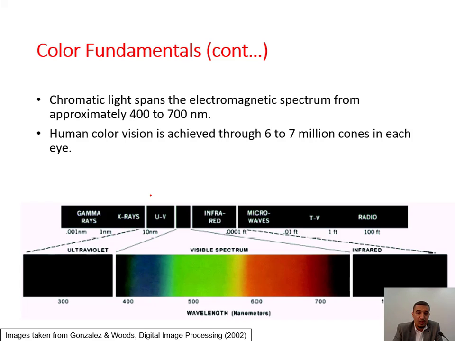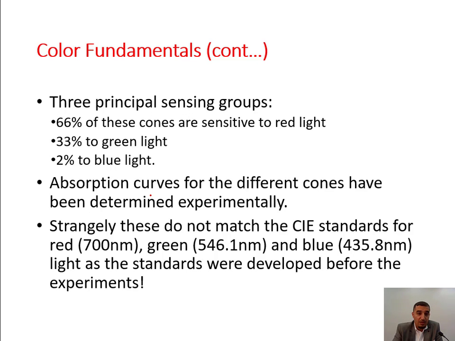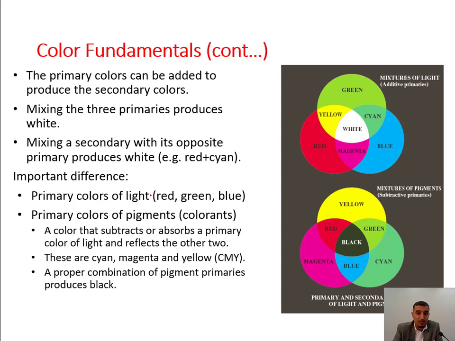Human color vision is achieved through 6 to 7 million cones in each eye. These 3 principal sensing groups are: 66% of the cones are sensitive to red, 33% are sensitive to green, and 2% are sensitive to blue. Absorption curves for the different cones have been determined experimentally. Strangely, these do not match the CIE standards for red, green, and blue light, as the standards were developed before the experiments.